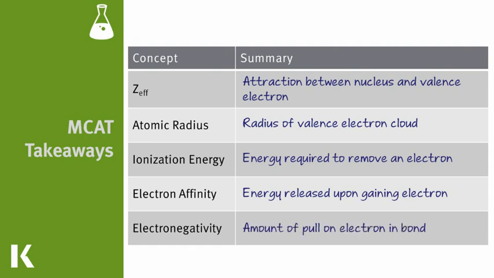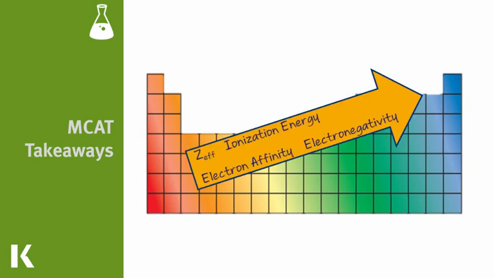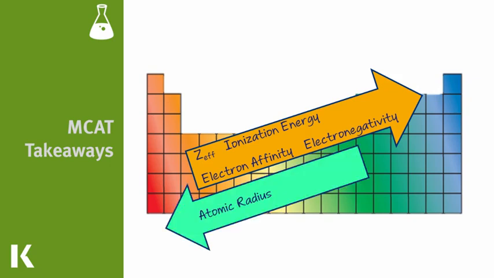We finished off by defining electronegativity and how much an atom pulls electrons towards itself while in a chemical bond, and took note that fluorine, oxygen, and nitrogen are the most electronegative atoms. The periodic table can help us visualize these trends. The effective nuclear charge, ionization energy, electron affinity, and electronegativity all increase going up and towards the right diagonally across the periodic table, while atomic radii increase in an opposite trend.